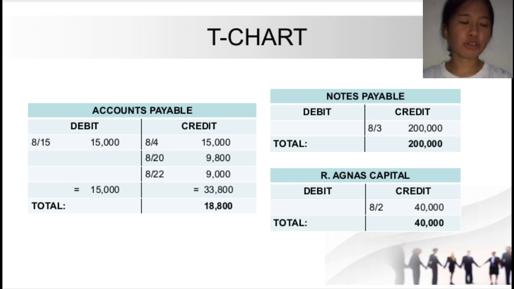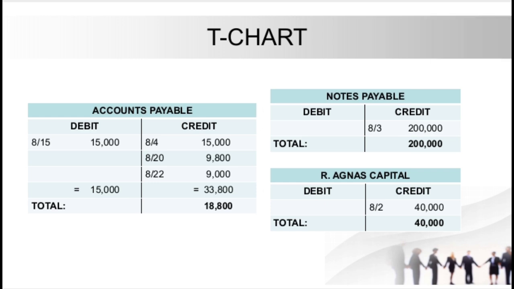So last is the notes payable account. On August 3, we see a credit entry of 200,000 pesos. This indicates that the business has borrowed money through a formal written agreement, what we call a promissory note. In accounting, when we credit the notes payable account, it means that our liability or debt has increased. So the total balance in this account is 200,000 pesos, which shows how much the business owes under notes payable as of the recorded date.